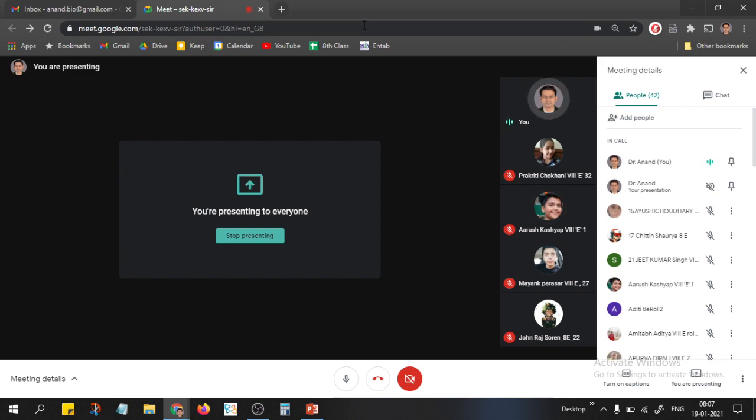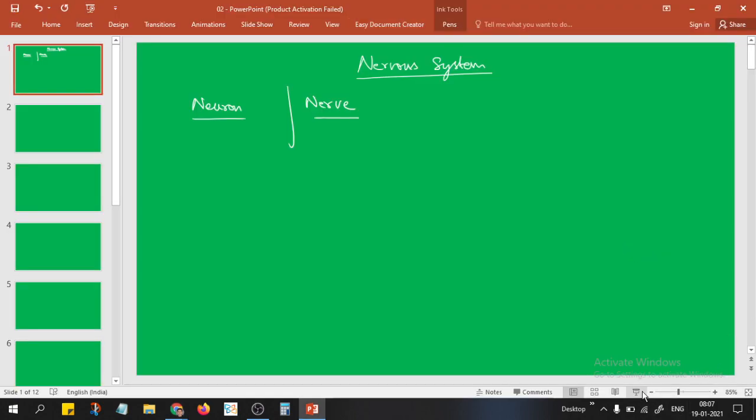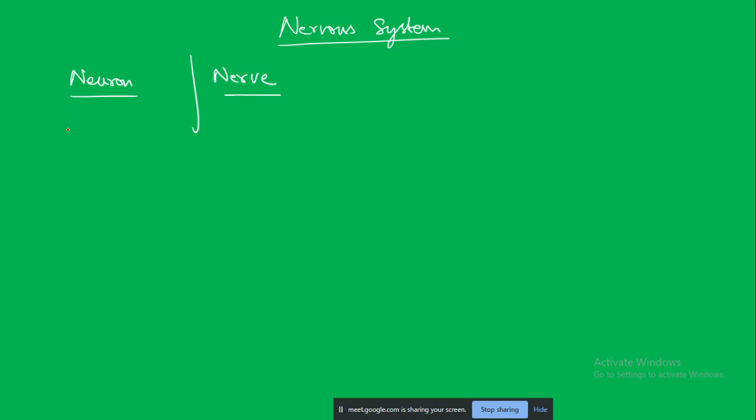So when we say neuron, neuron is the unit of the nervous system. Whereas a nerve is formed by the association of many neurons. Many neurons can bundle together, then we say it is a nerve. So what is the fundamental unit of the nervous system? The fundamental unit is the neuron. And a nerve is nothing but when these neurons are bundled, generally along the axon.